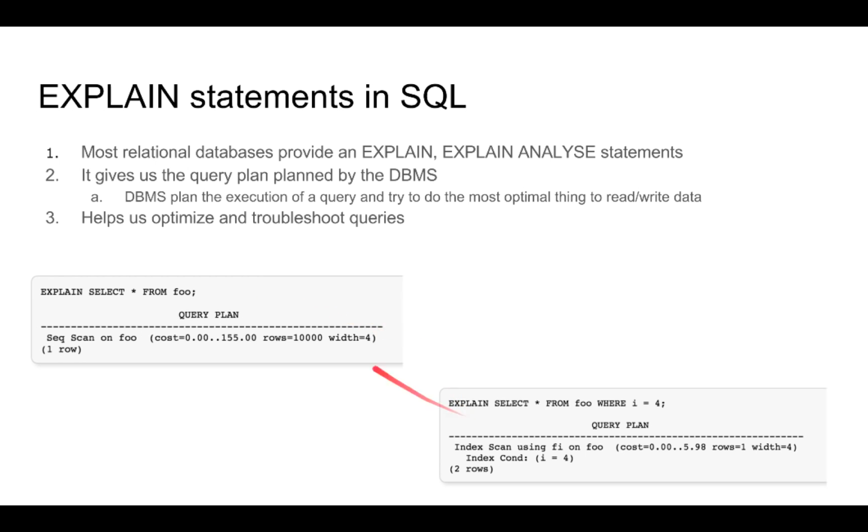Obviously, we are not comparing the same thing here. Here we are trying to fetch all rows, and here we're trying to fetch only a subset of rows. But the DBMS is telling us what the difference between these two queries is. Here it is a sequential scan on 10,000 rows, but here it's an index scan that ends up processing only one row, right? And this is happening because there's an index on the column i. So this helps us understand what our queries are doing and how we can potentially improve the execution of our queries.